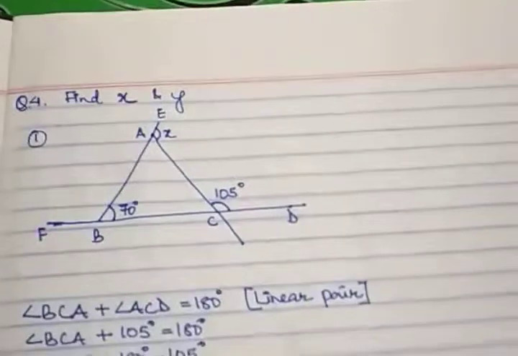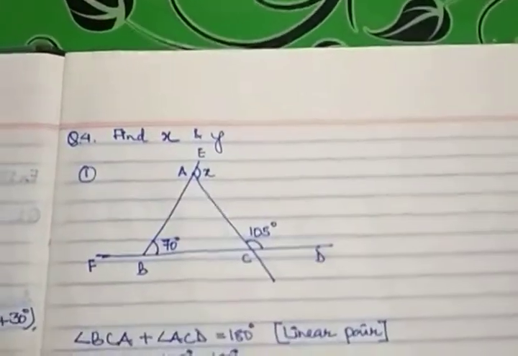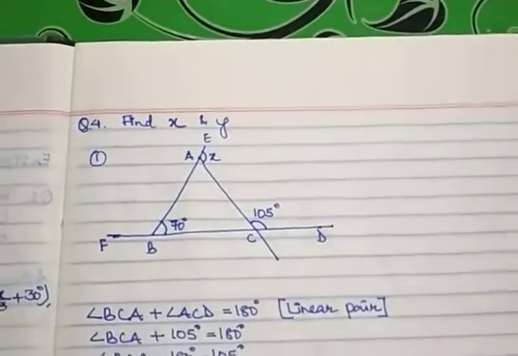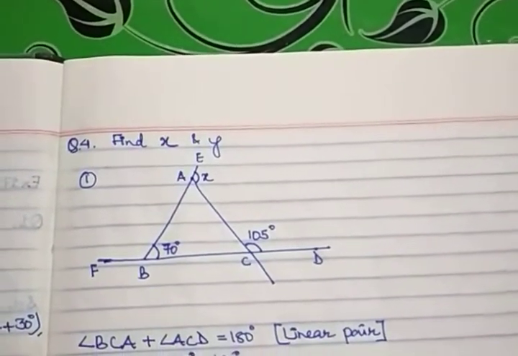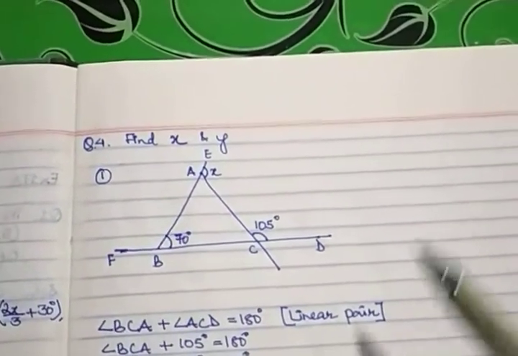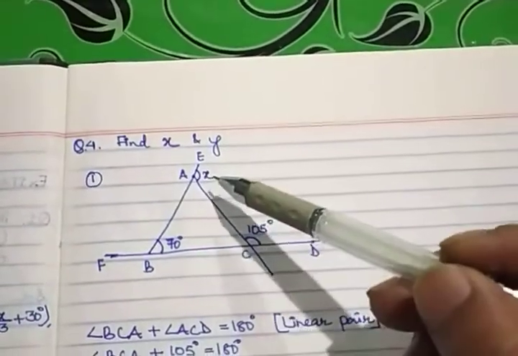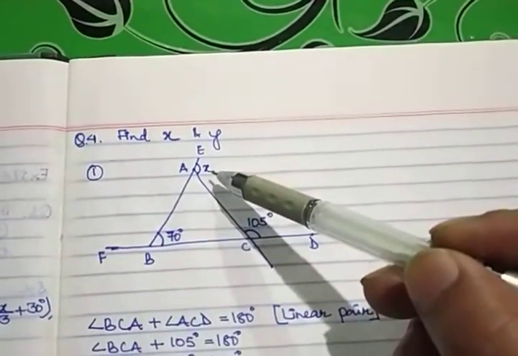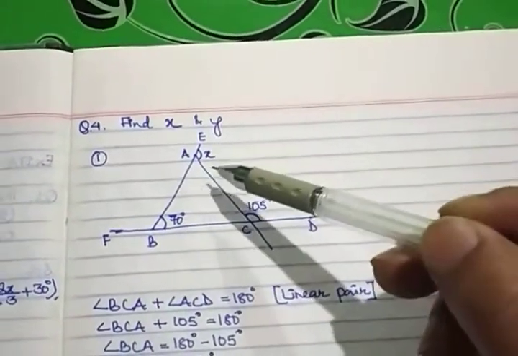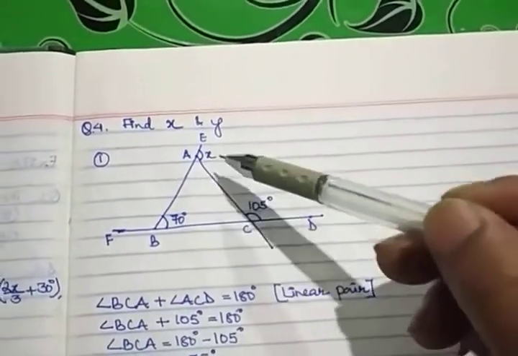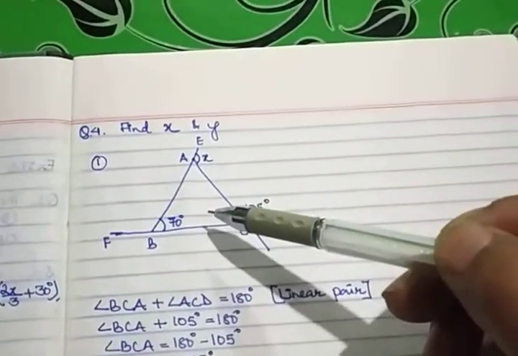So what we have in the second question is that we are given a diagram. See, in question number 4, we need to find the value of x and y. That's it. First of all, where do we see our x? We see x as the exterior angle of the triangle, isn't it? See, the triangle is ABC and x is outside the triangle. That is, it is actually an exterior angle of a triangle, isn't it?